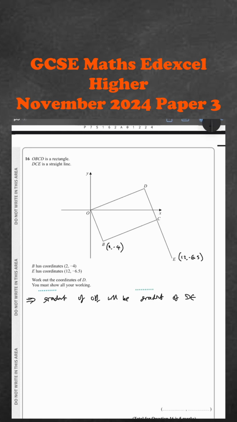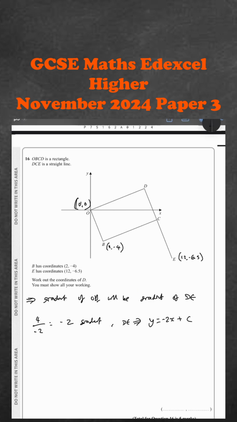So the gradient of OB is going to be the difference in y divided by the difference in x. We know this is the origin, so this is 0, 0. So the difference in y is going to be 0 minus 4, so minus 4, over the difference in x, which is 0 minus 2, so the gradient is minus 2. So we can then say DE is y equals minus 2x plus c.